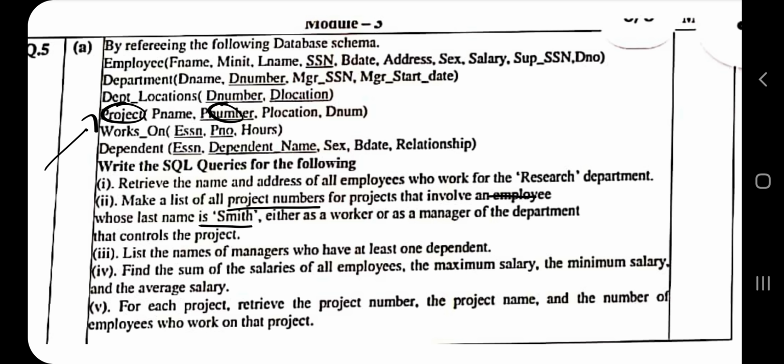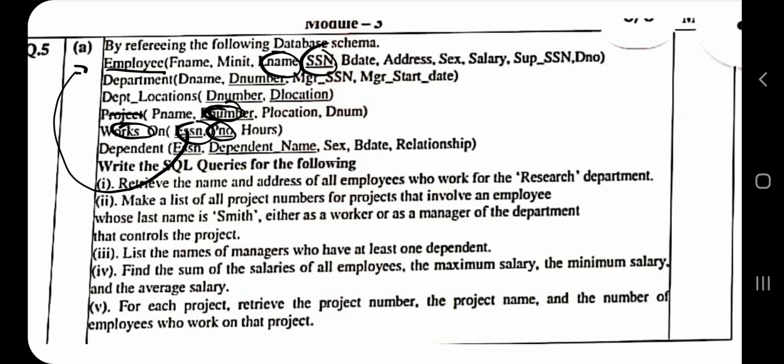How do you connect the employee and the project number? Employee and the project number are not directly connected, but through the works on table. In works on table, you have P number here and it's connected via ESSN. By ESSN, you will be connecting the employee. So what are the steps? Select P number from project, where P number is equal to P number from the works on table, and works on ESSN is equal to employee SSN, and employee last name is Smith.